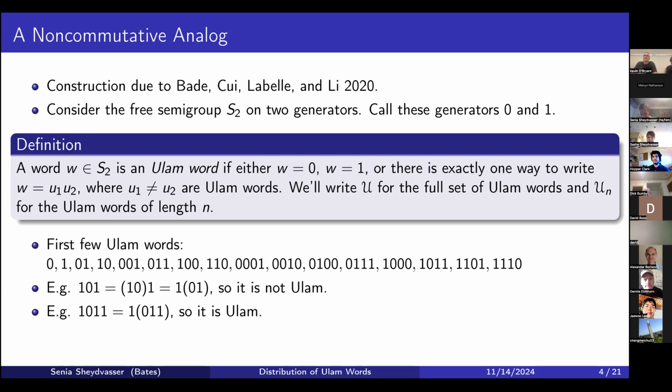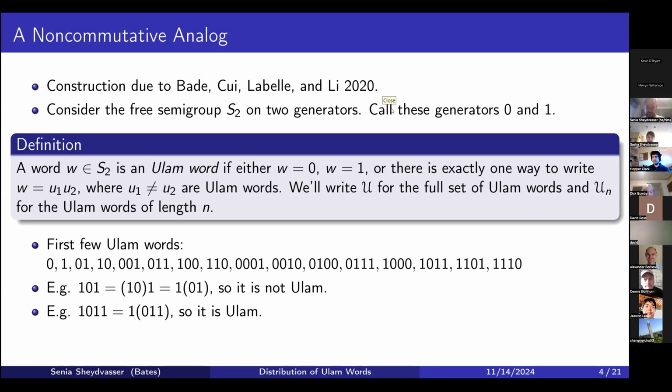Okay, in any case, we get, for example, that the word 101 is not Ulam, because there are two ways I can write it as a product of words of smaller length. It is on the one hand 10 times 1, and on the other hand it's 1 times 01. On the other hand, something like 1011, check, there's only one way that you can write this: 1 times 011. Right.